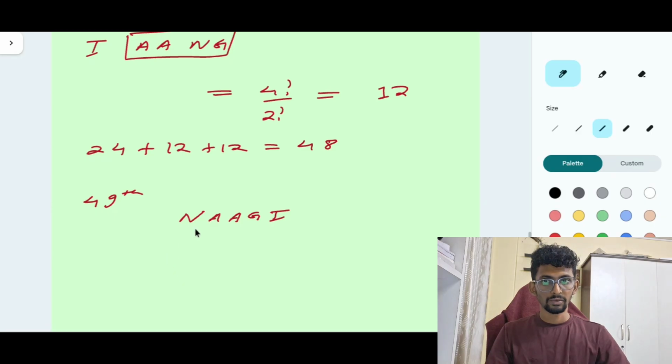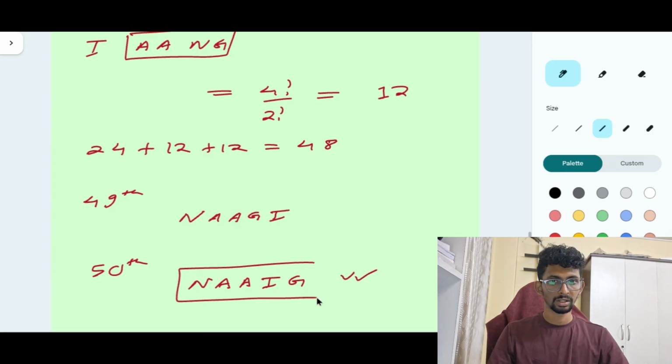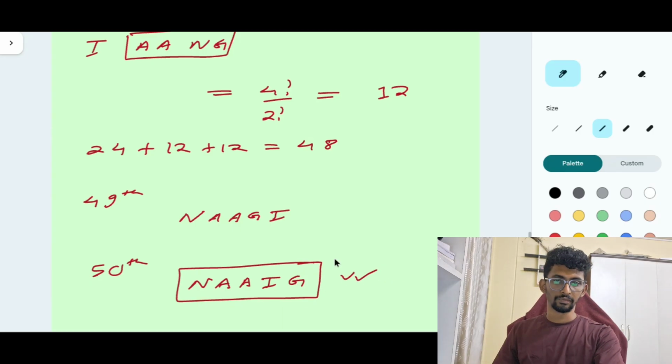Next, the 50th word, what we have to do? Just change the places of G and I. So N, A, I, G. This will be our 50th word. Clear? Okay.